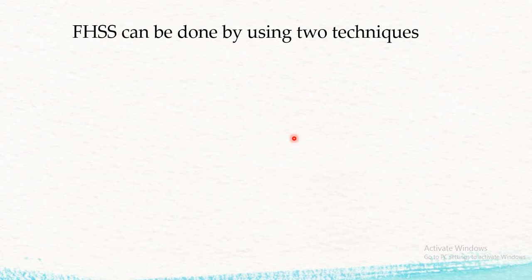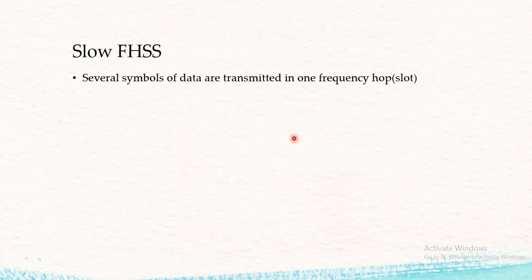Then FHSS can be done using two techniques. The first one is slow FHSS and the second is fast FHSS. Now let's see one by one. First is slow frequency hopping. In slow FHSS, or frequency hopping spread spectrum, several symbols of data are transmitted in one frequency slot or one frequency hop. The symbol rate is higher than the hop rate. These two are very important in the case of slow FHSS. In slow frequency hopping, several symbols are transmitted in one frequency.